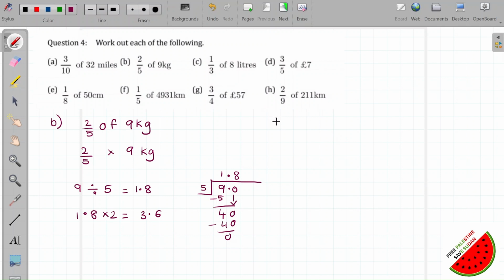Okay, and the other way of doing B, so I would write it as fractions. Essentially, in this case, it'll be almost the same. I can't simplify, so I just multiply. 2 times 9 is 18. 5 times 1 is 5. And then I just divide 18 by 5.